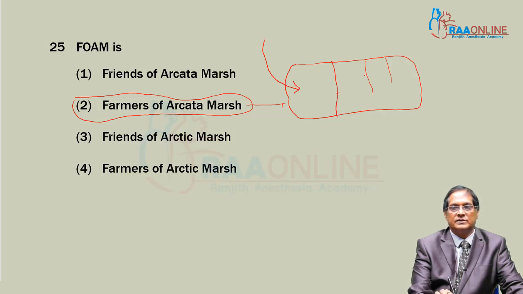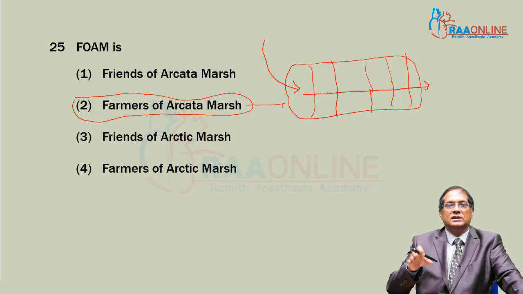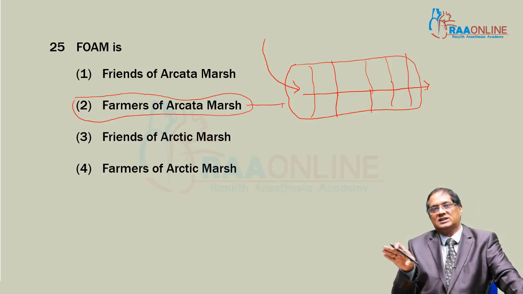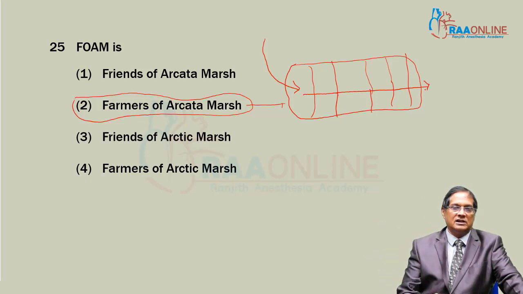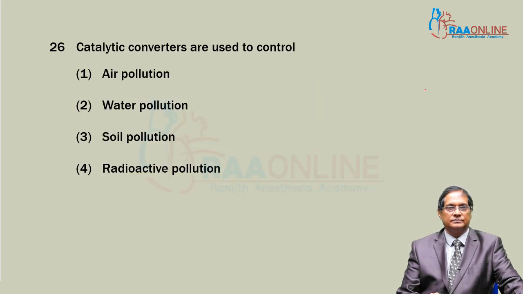The sewage water is transferred to this land and it gradually moves to the last one. So natural biological treatment is done by passing this water through these 6 interconnected lands. This was done for the first time by the people of Arcata along with their scientists. So the group is now termed FOAM, Friends of Arcata Marshes.